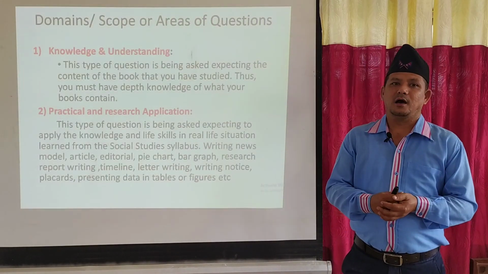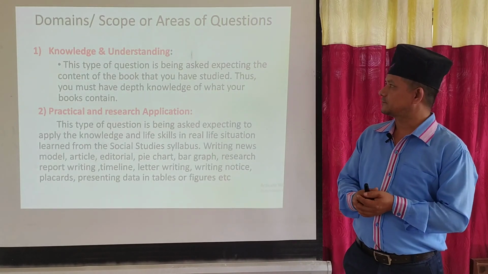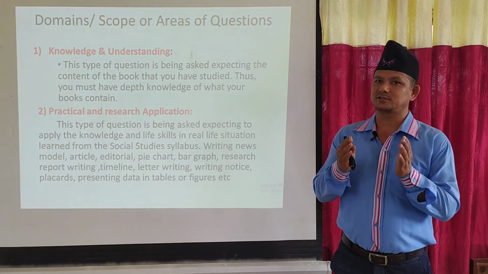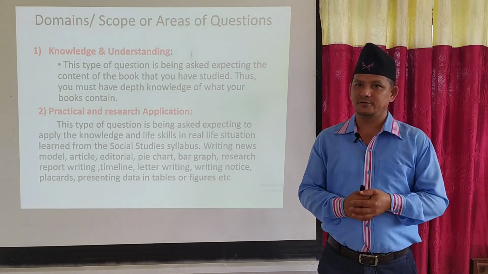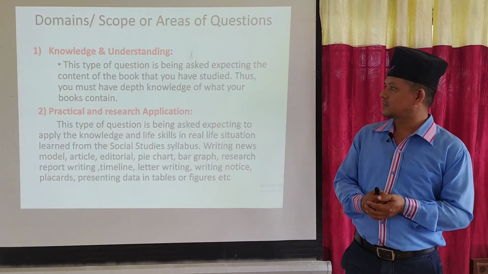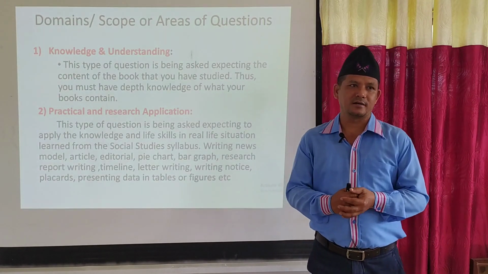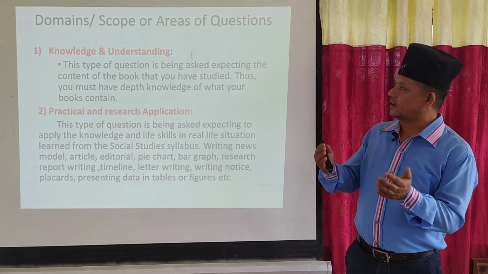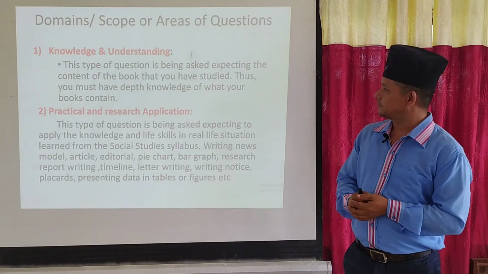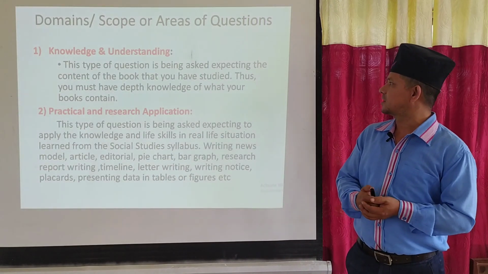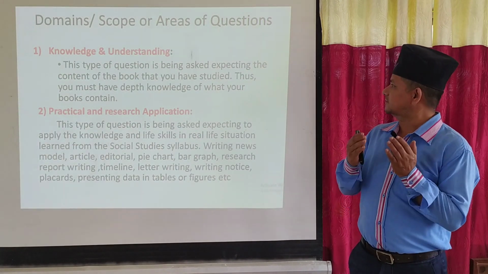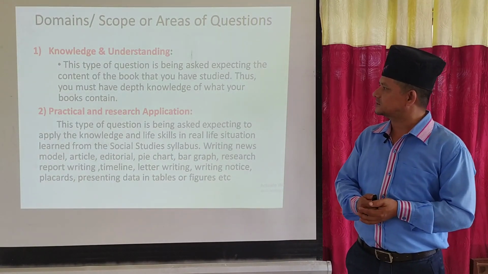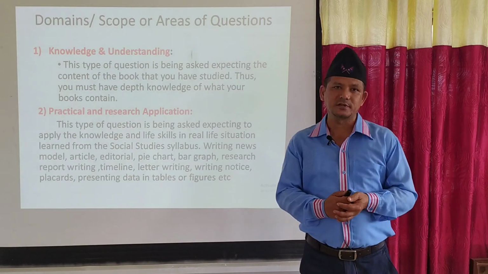Next, when we talk about these questions, you will have to face these questions from many domains. We also call them scope or areas. As you can see here, the first domain is knowledge and understanding. So far as knowledge and understanding is concerned, this type of question is being asked and expecting the current content of the book that you have studied. Thus, you must have depth knowledge of what your books contain.